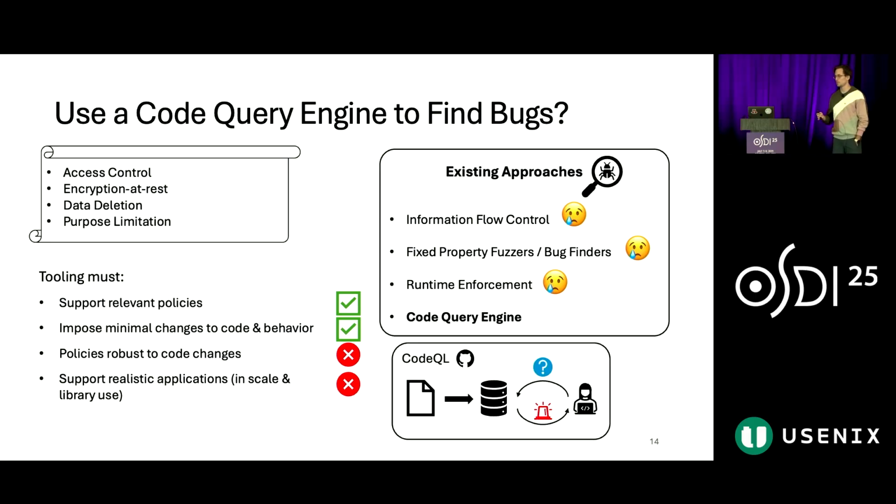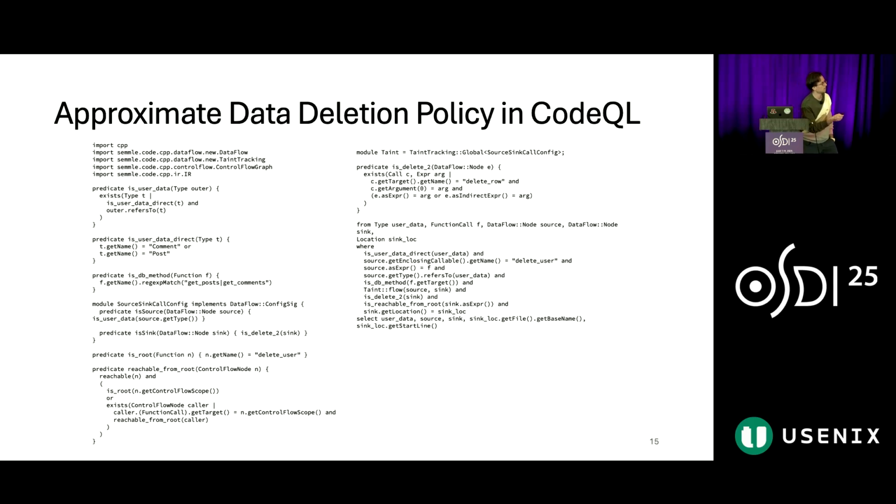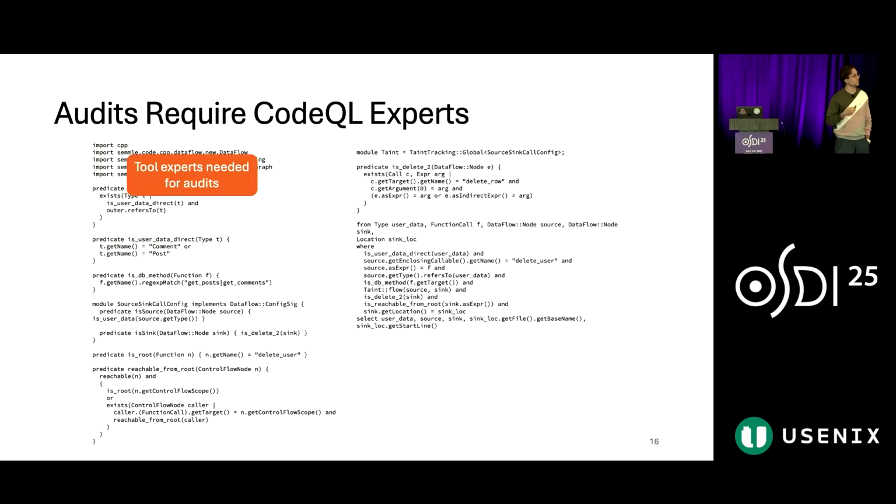I'm going to show you exactly what I mean by that by taking a look at what a data deletion policy for our Plume example would look like. Now, the first thing, my laptop did a weird thing. There we go. The first thing you'll notice here is that this is quite a lot of code, and it looks kind of complicated. So we're going to really need an expert in CodeQL to both write this policy and also audit this policy.